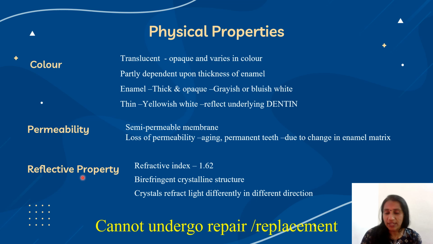When you look at the refractive property of the enamel, it is fully made up of crystals. So enamel is completely made up of minerals or crystals. Because of that, it will have a light reflecting property. So it has a birefringent crystalline structure. If you keep it under polarizing microscopy, it will show varying colors. It will show red color, green color, blue color, and the refractive index is around 1.6.